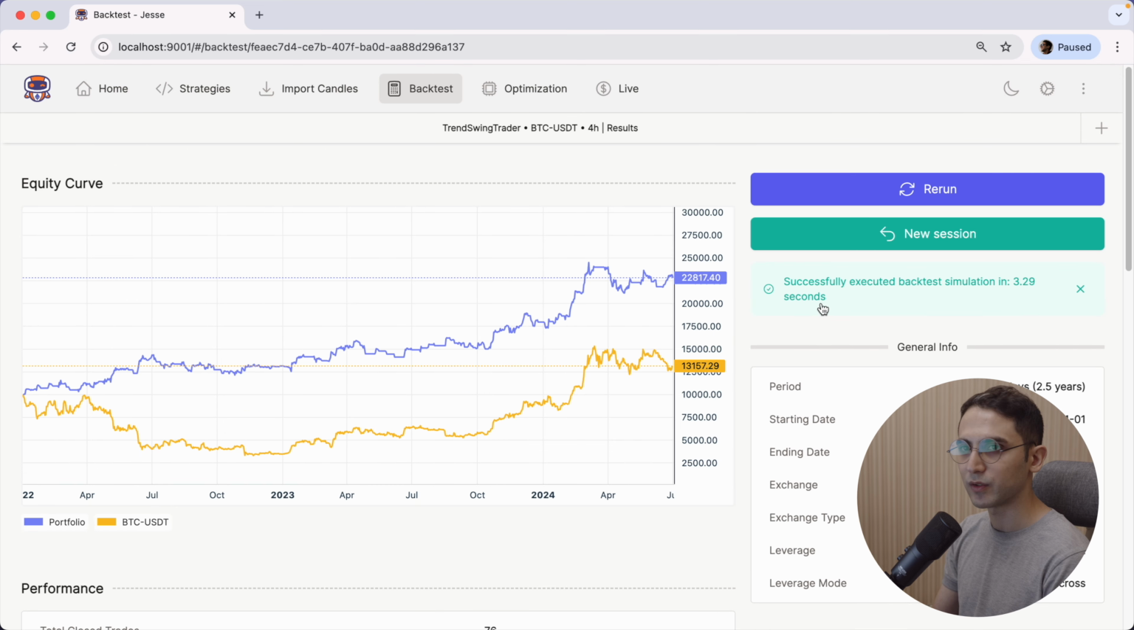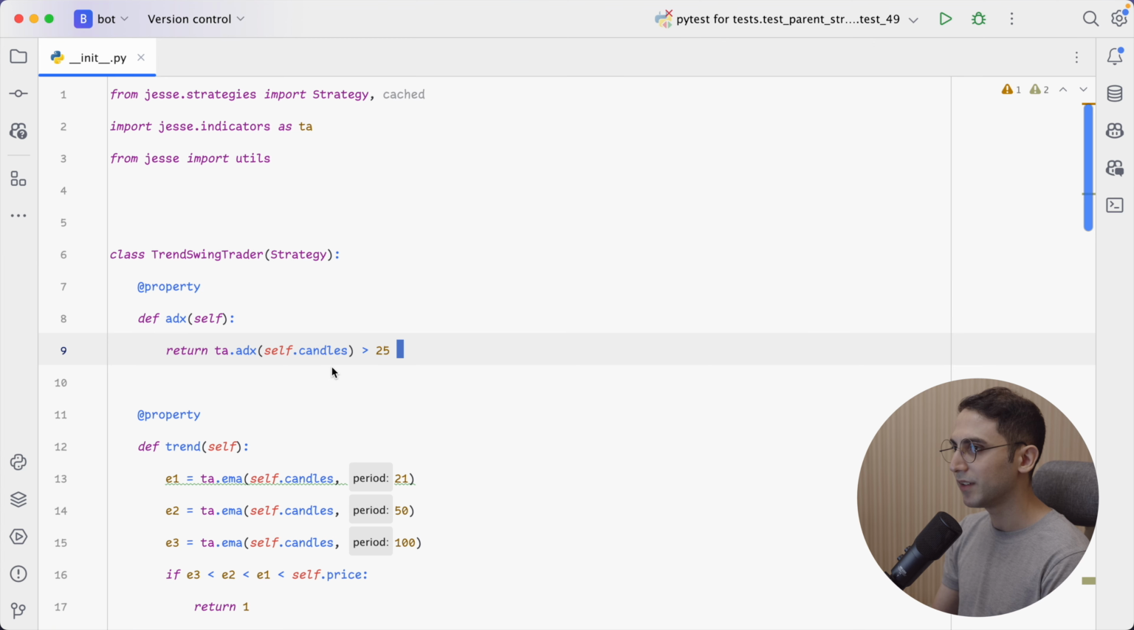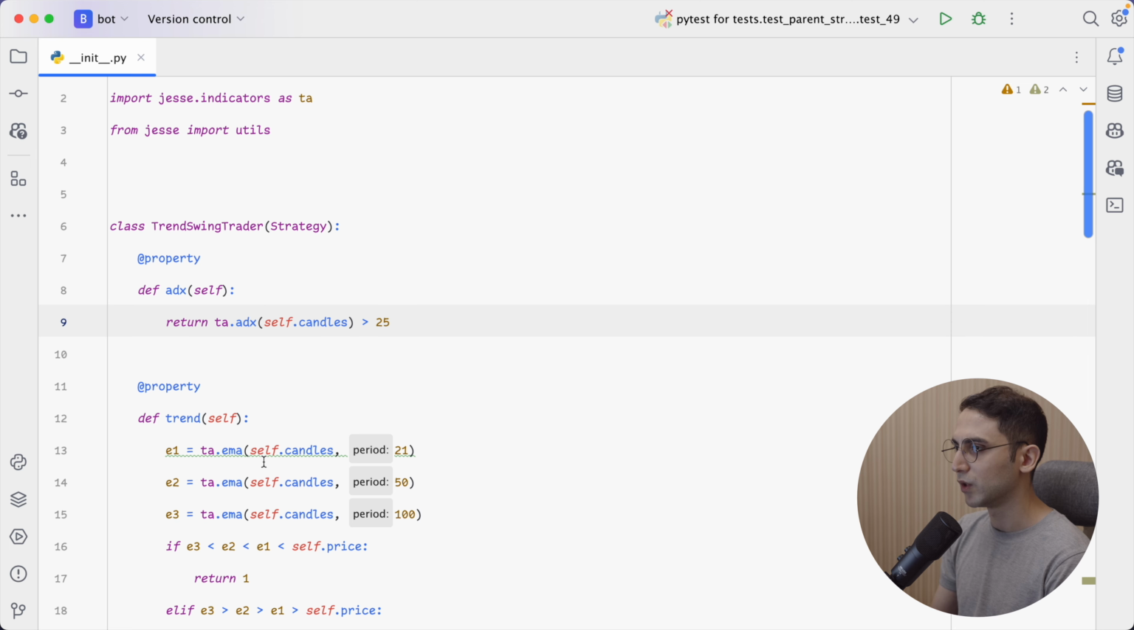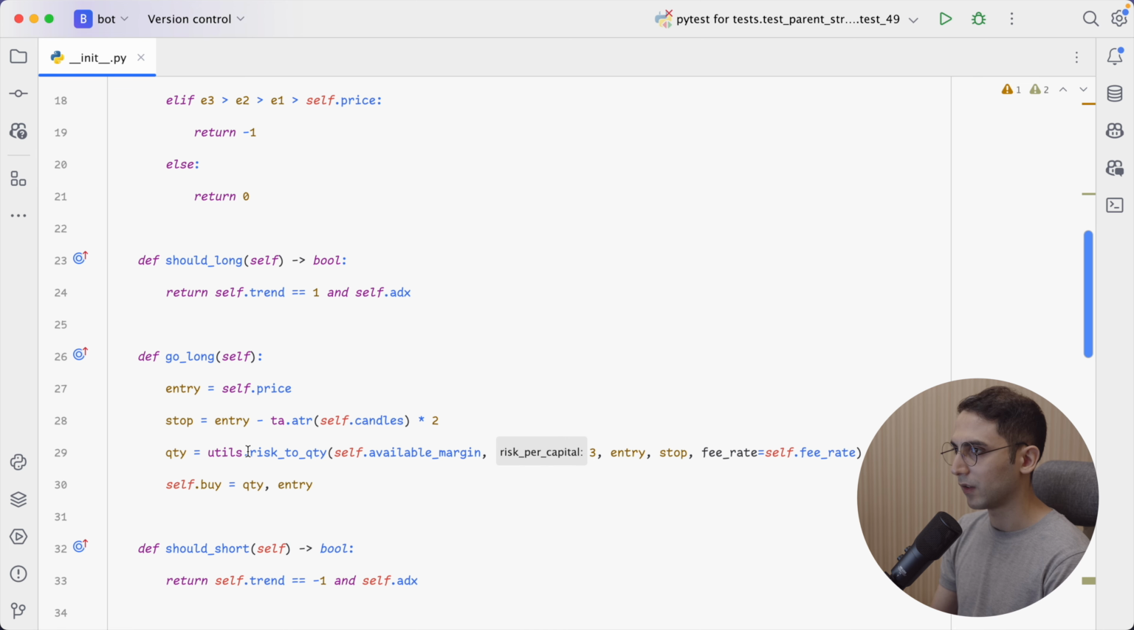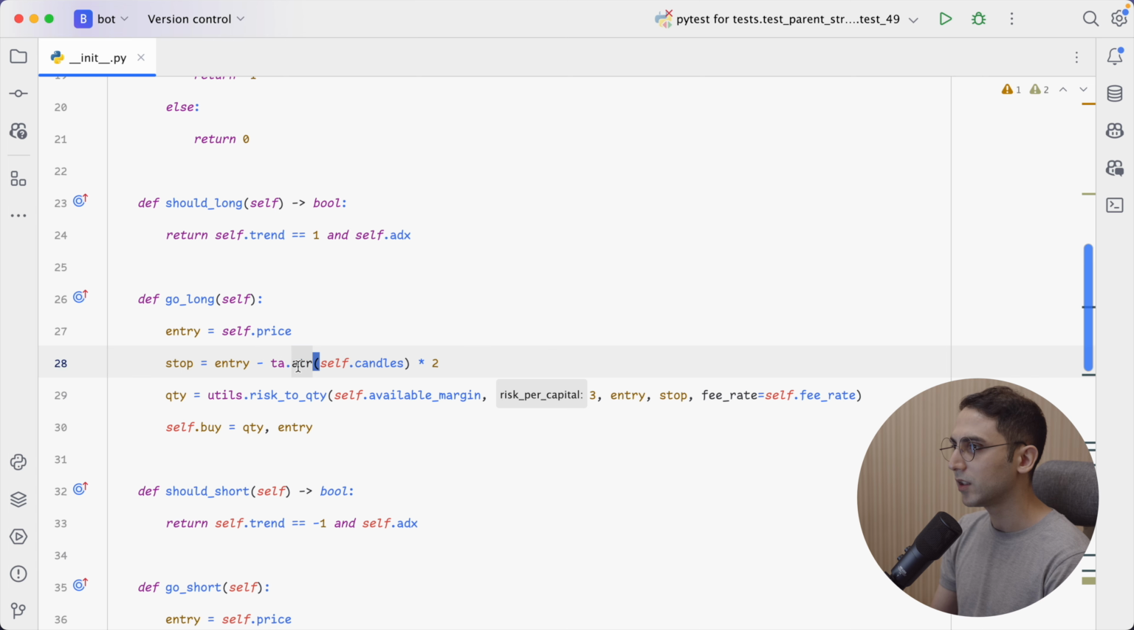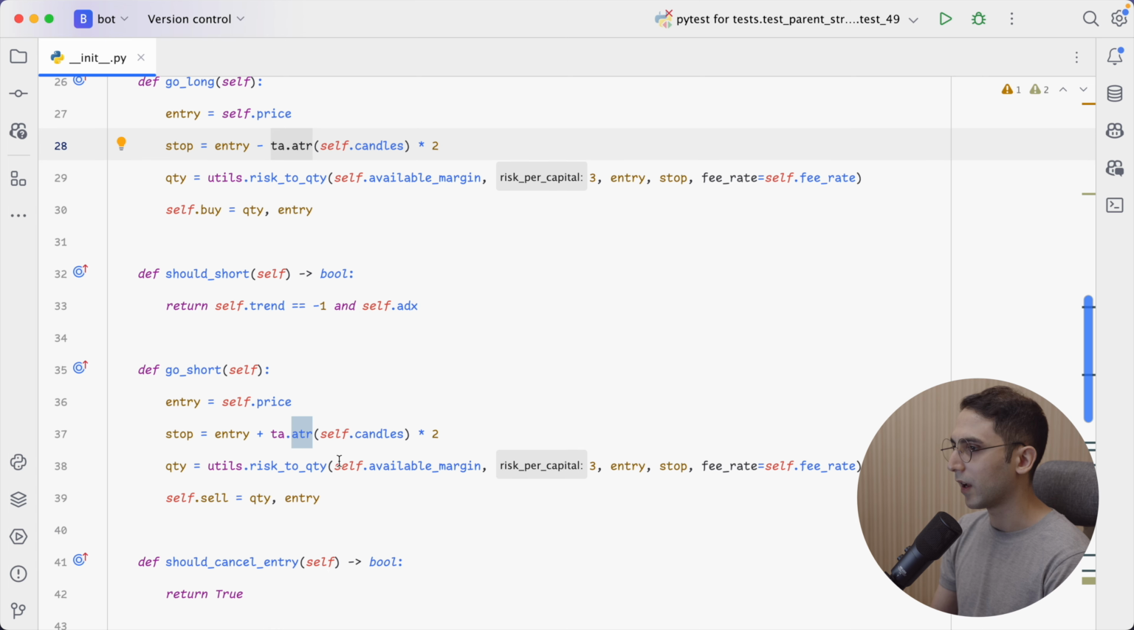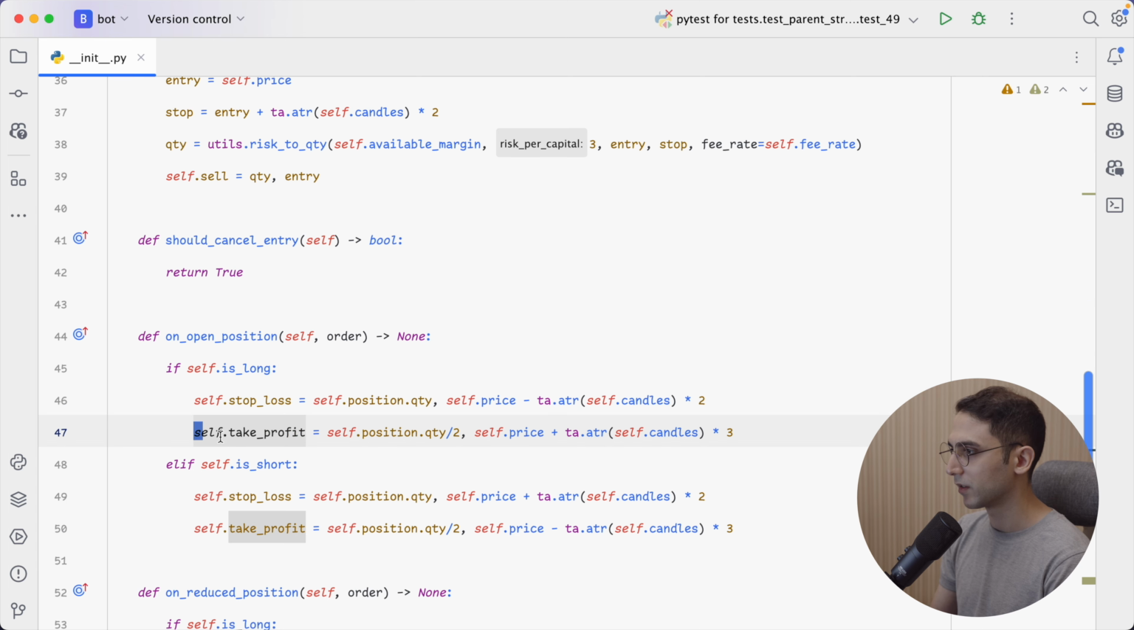So I'm gonna open our strategy. Now we're using, I believe, 4 indicators for this strategy. The ADX has a threshold of 25, and I'm not passing any period number for it, and that's intentional. And we're using 3 EMAs, and we're using the ATR for setting our stop loss and for setting our initial take profit. All right, let's begin.